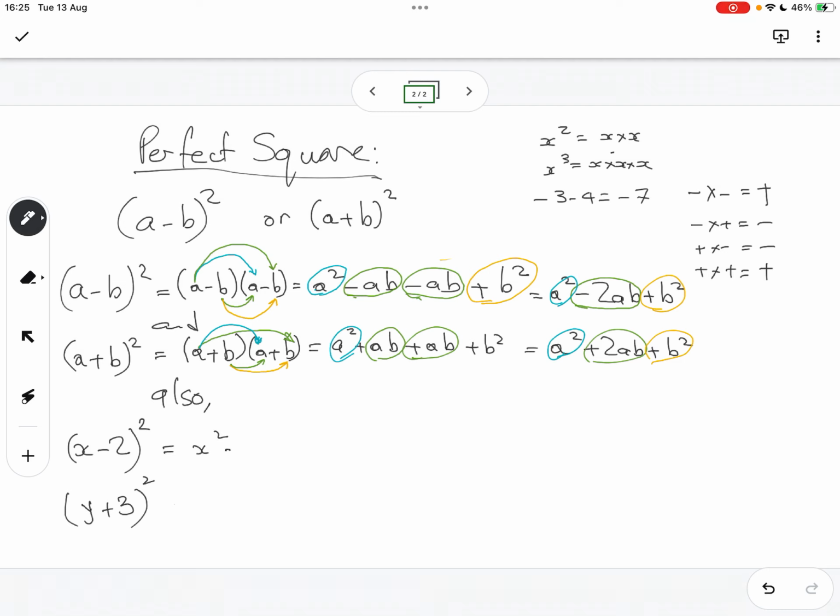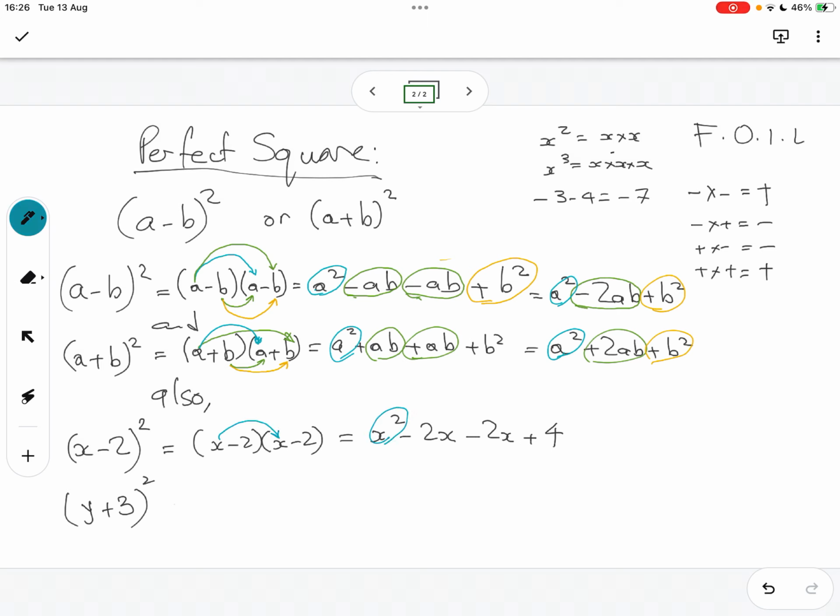So this would be x squared minus 2x minus 2x plus 4, or rather, let me not make the same mistake again. x minus 2, x minus 2. We apply FOIL. So we will have x squared minus 2x minus 2x plus 4.